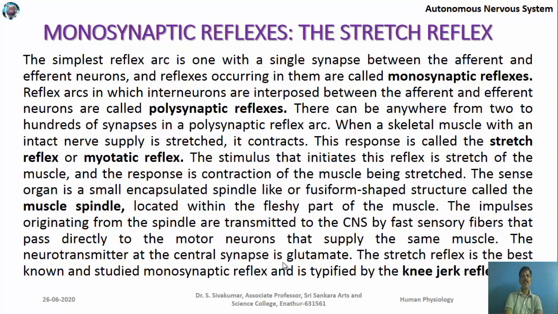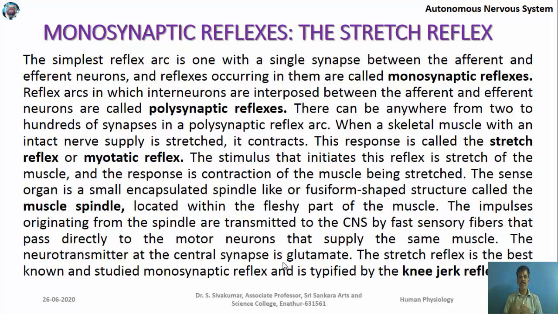The simplest reflex arc is one with a single synapse between an afferent neuron and an efferent neuron, and reflexes occurring in them are called monosynaptic reflexes. If more interneurons are interposed between the afferent and efferent neuron, then it is called a polysynaptic reflex. Okay, so when a skeletal muscle with an intact nerve supply is stretched, it contracts. The response is known as the stretch reflex or myotatic reflex. Because of that, the muscle is going to stretch. So that is why the reflex is known as the stretch reflex or myotatic reflex.